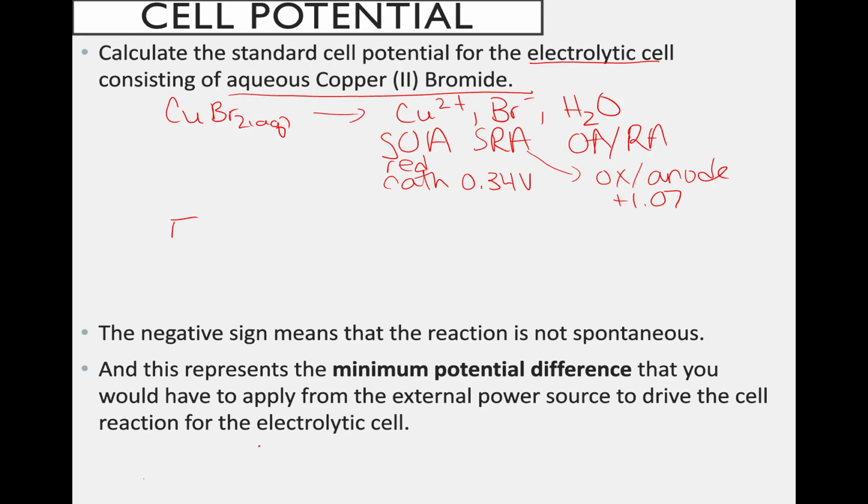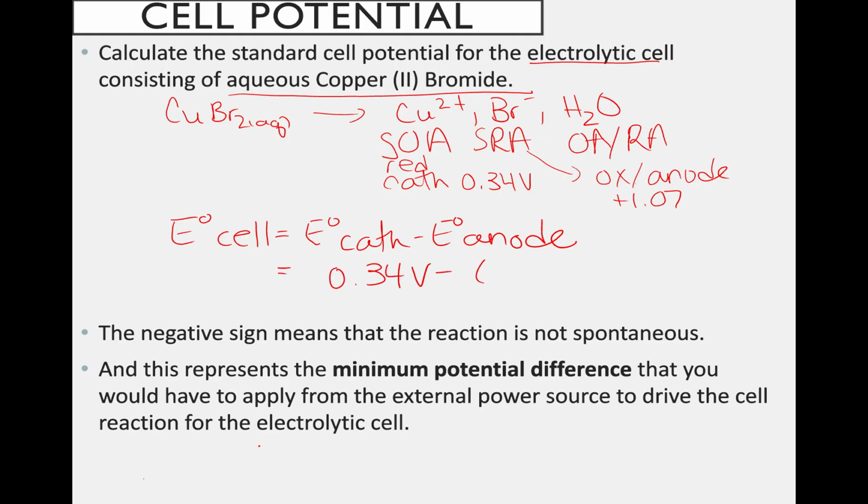So if you want to figure out the E of the cell, it's always going to be the cell potential of the cathode minus your cell potential of the anode. So let's fill in those values, 0.34 volts minus positive 1.07, and just putting that into my calculator, you get negative 0.73 volts.